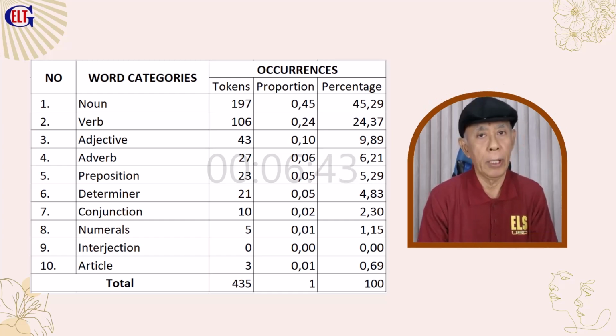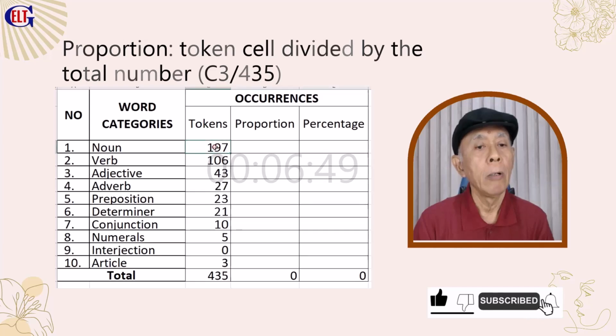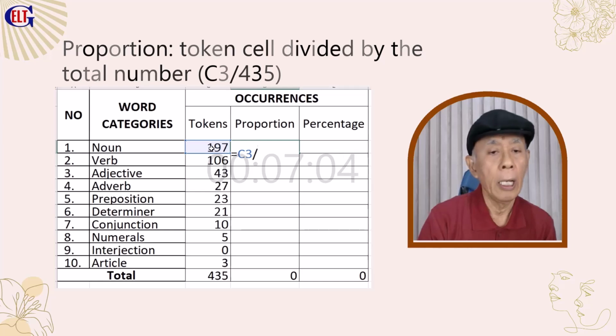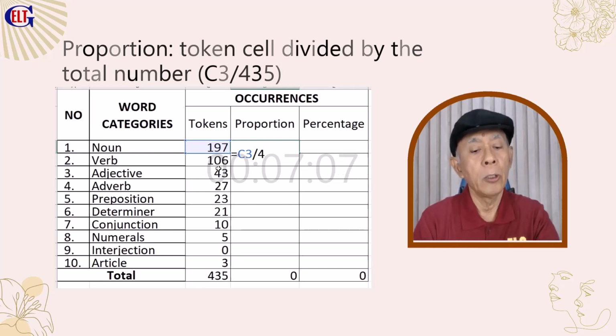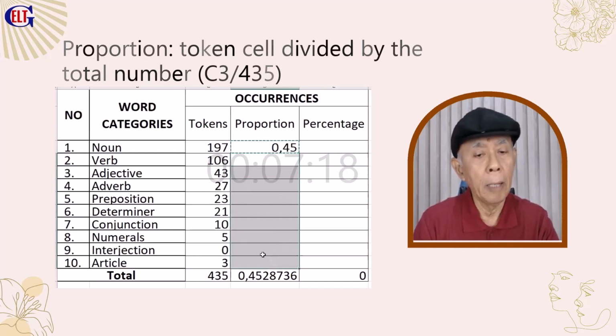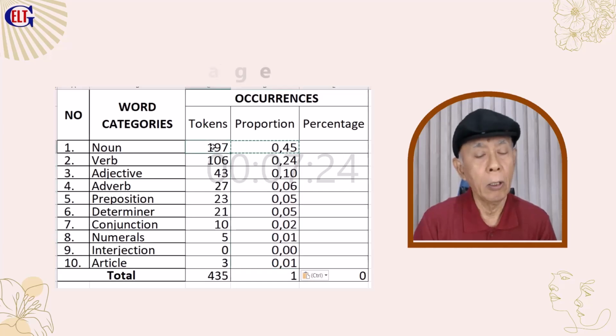Let's see how we can do that. This is a table of the word categories in the text. To get the proportion of a word category, we divide the number of occurrences by the total number of occurrences of all categories. Here we can write equal to the occurrences and divide by the total number of occurrences. We have that. And then we can copy it to get the proportions of the other word categories. You can just copy it and paste it over here. Well, these are the proportions of all the word categories.